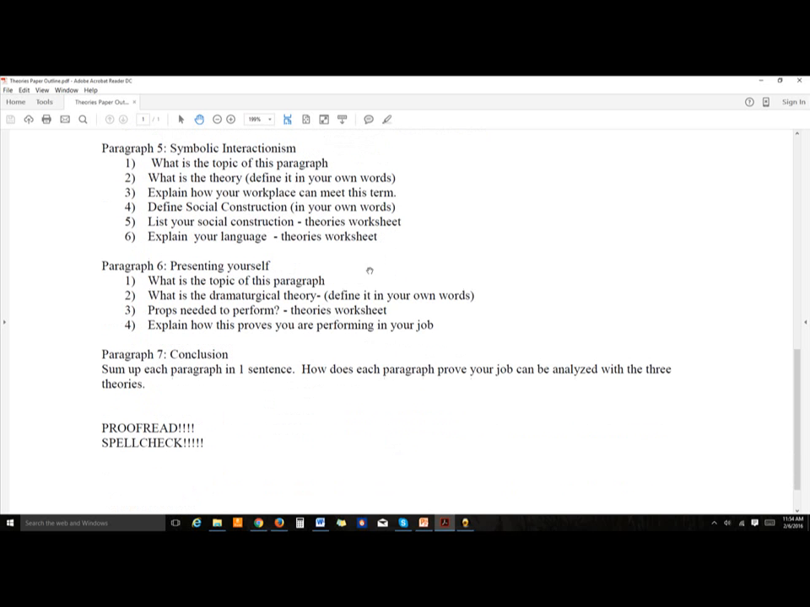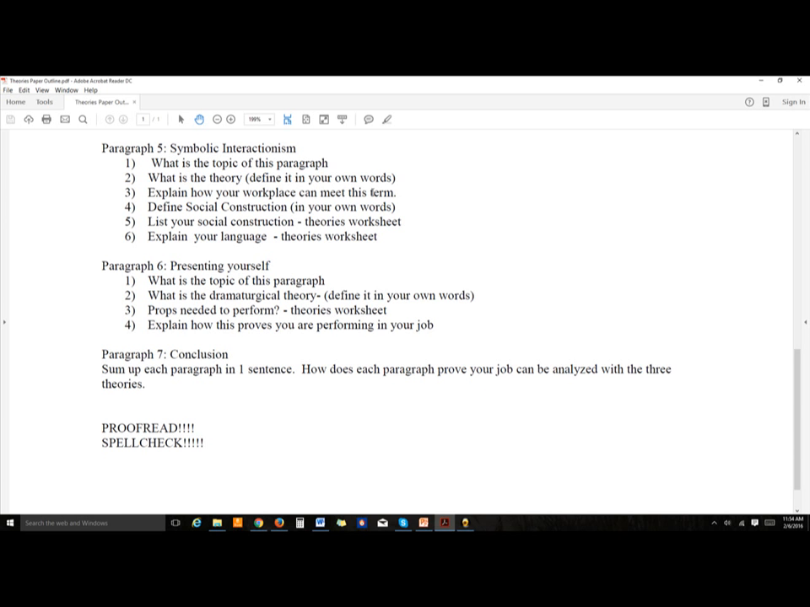So symbolic. Going to the next paragraph, you'll do the same thing. What is the topic? What is the theory? And explain how this can meet your workplace. This one's a little bit different because this isn't a macro. So once you explain what exactly symbolic is, how does your workplace fit in?